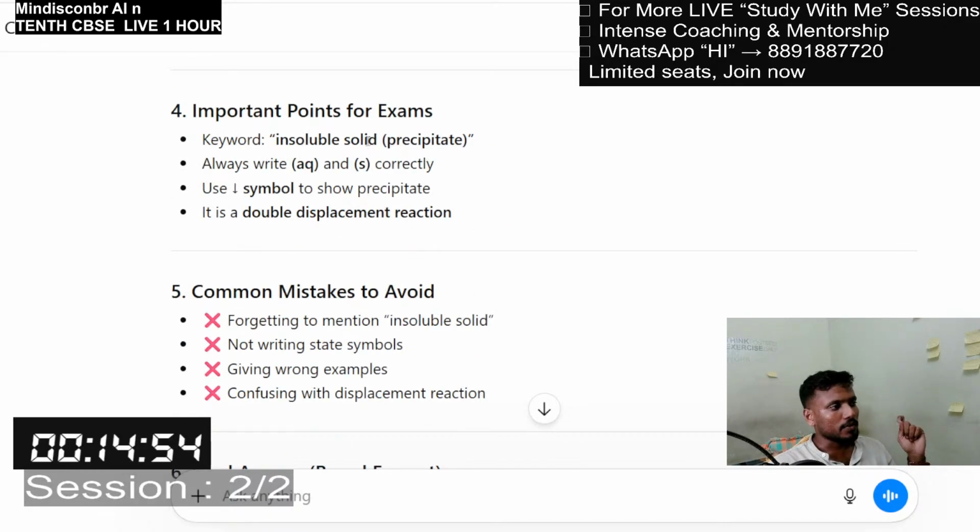Important points for exam: keywords are insoluble, soluble, precipitate. Always write aqueous and solids correctly. Use the precipitate symbol. What is the precipitate symbol? That is a downward arrow.